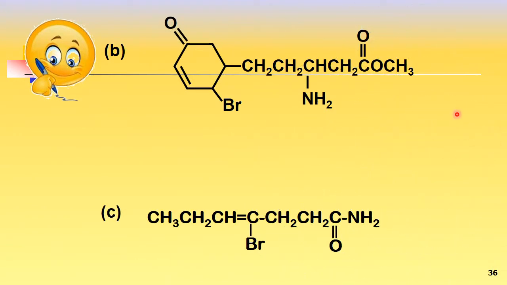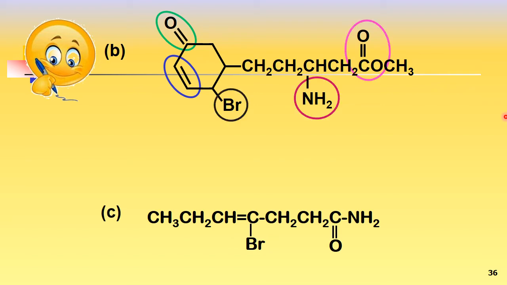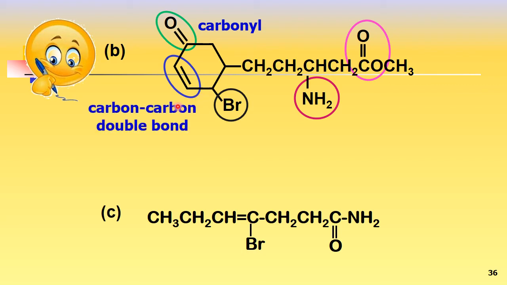Q is also a big one. The first functional group, second, third, fourth, and the last. So the first functional group is known as carbonyl group. The second, carbon-carbon double bond. The third, halogen. This is amino group. And the last is carboalkoxy.